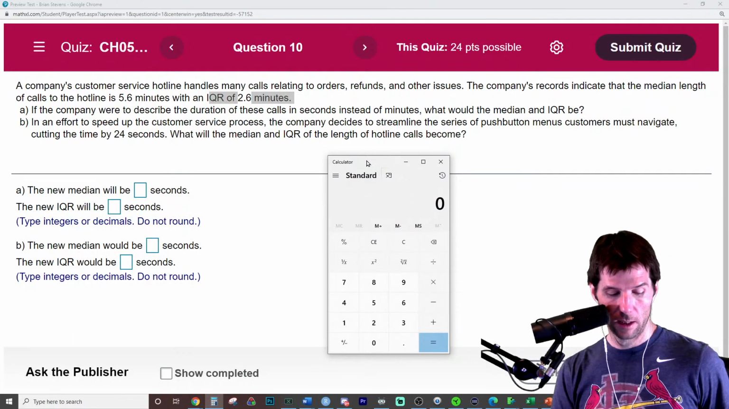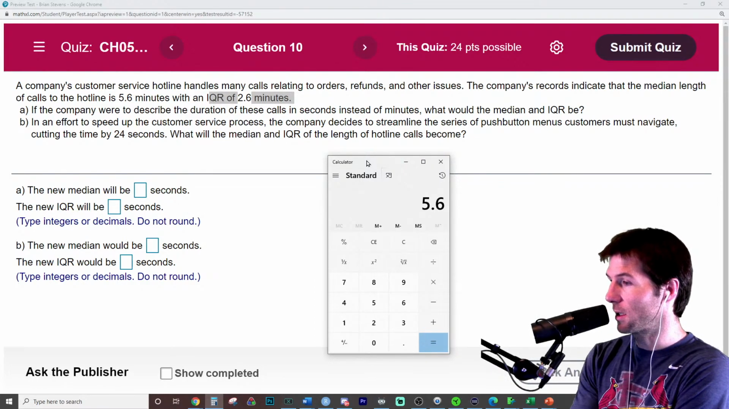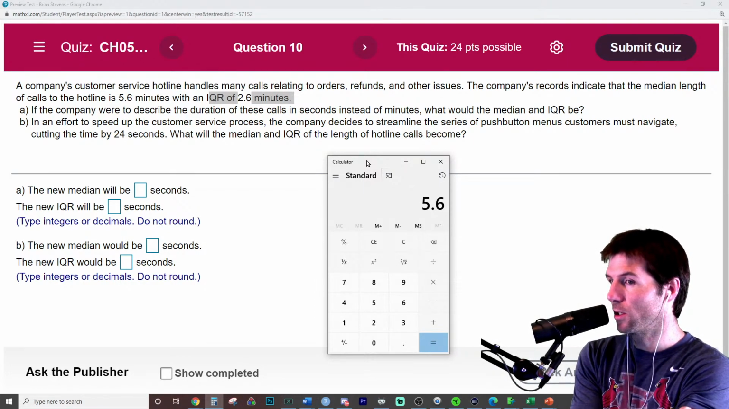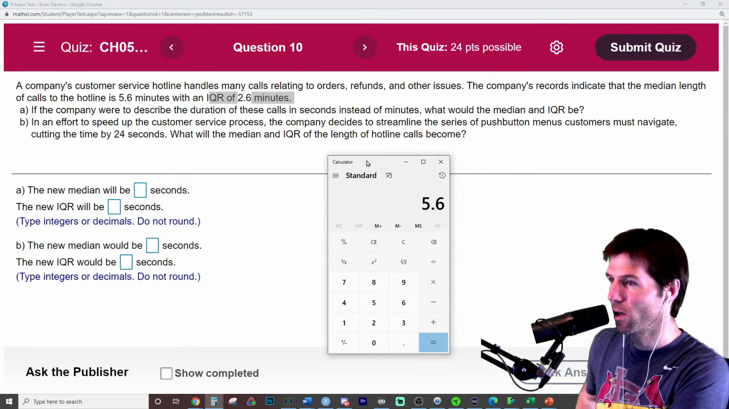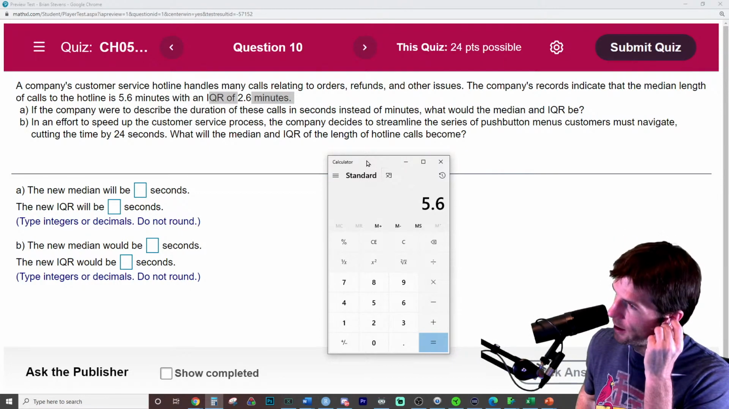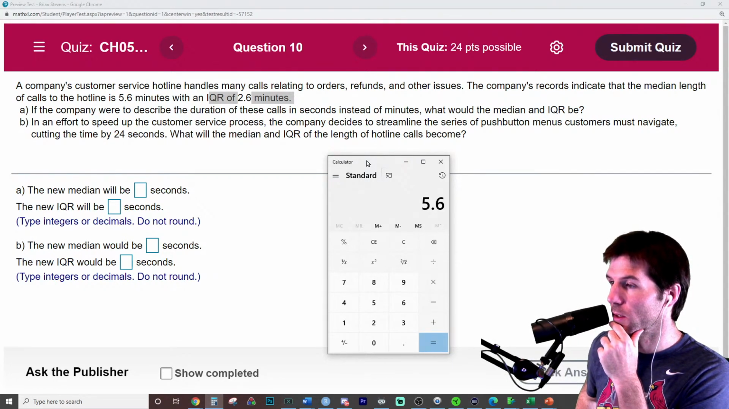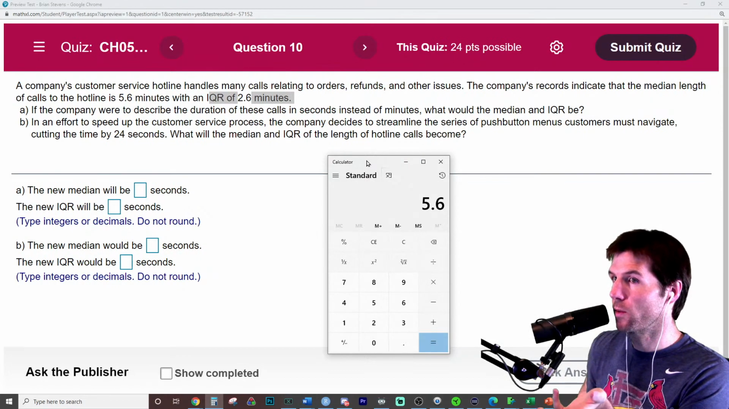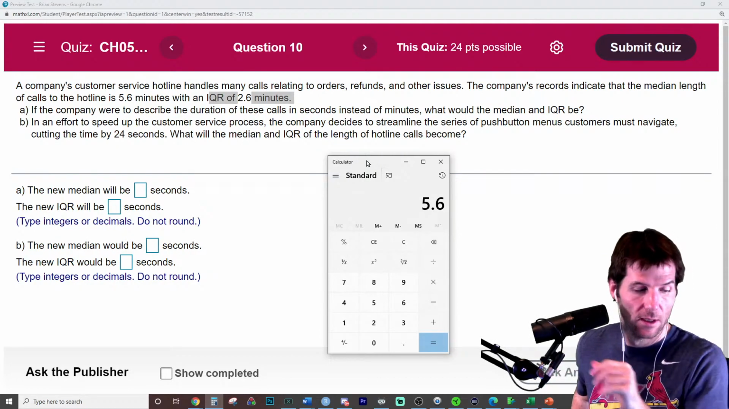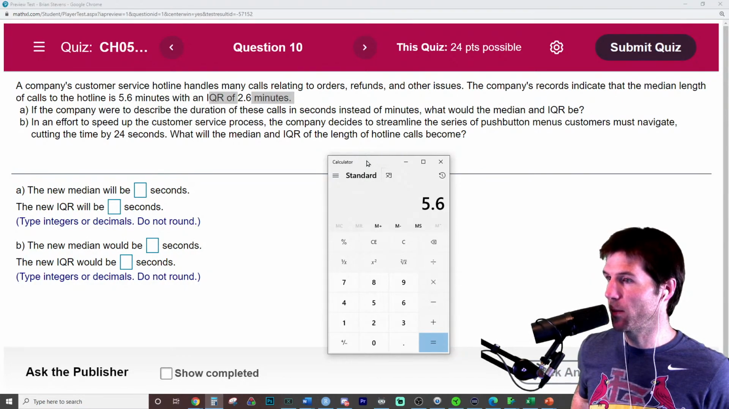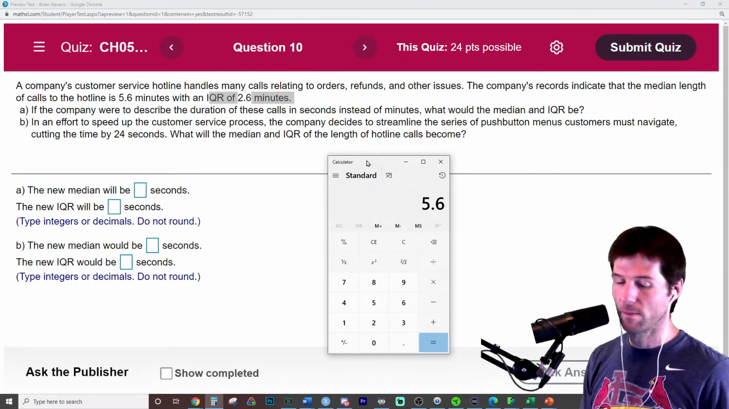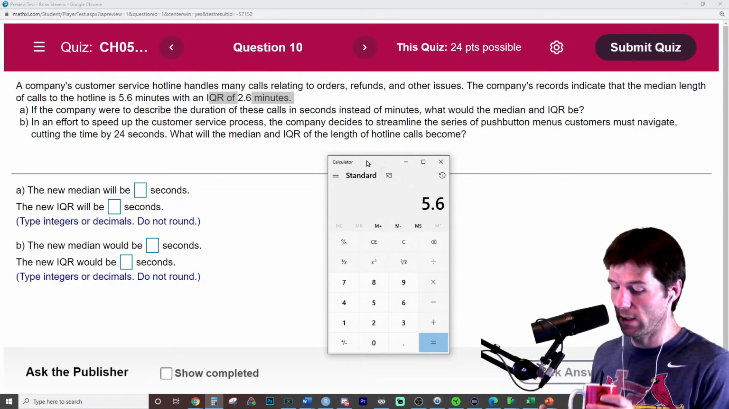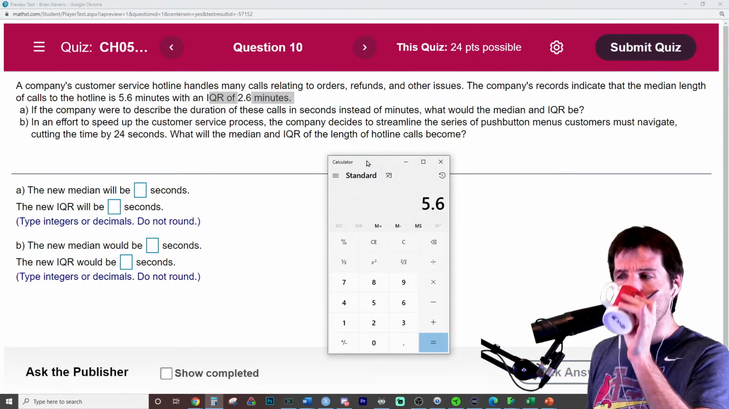What do we need to do to take the 5.6 minutes and turn it into seconds? Yep, yours is next, right, Snap? How can we turn 5.6 minutes into seconds? How would this change the data if we went from minutes to seconds? How could we convert this?